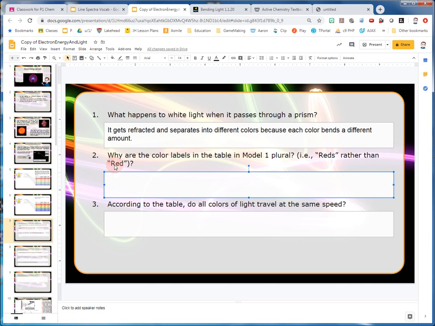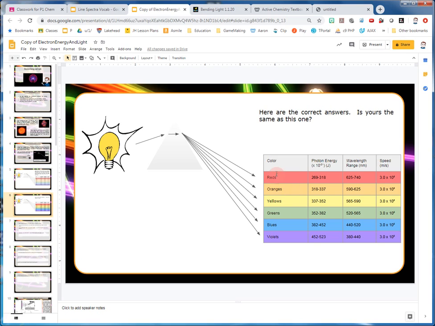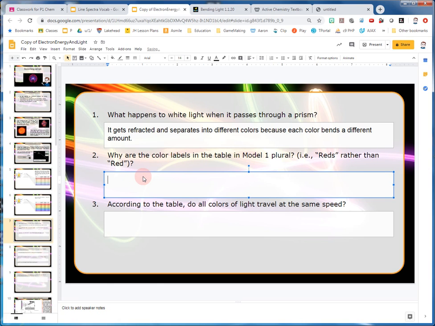Why are the color labels in the table in Model 1 plural, i.e. reds rather than red? You might not have put reds in yours, or oranges or yellows, but that's another reason I wanted to put this here for you, so you could see that the correct answer was reds, oranges, and yellows. So why is it plural? They're plural because there's more than one shade of each color, right?